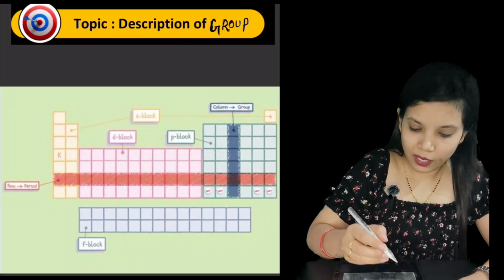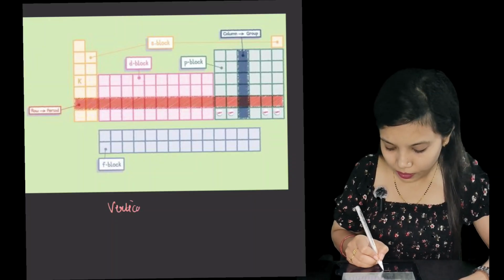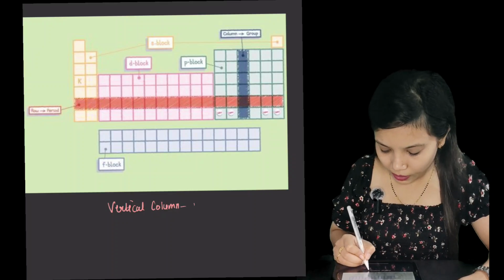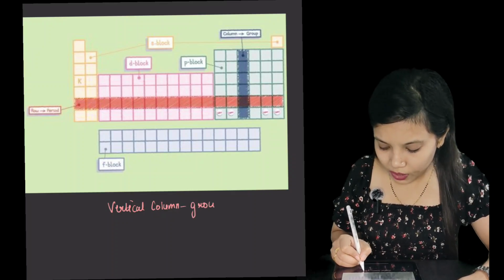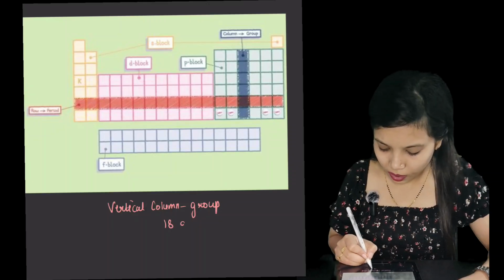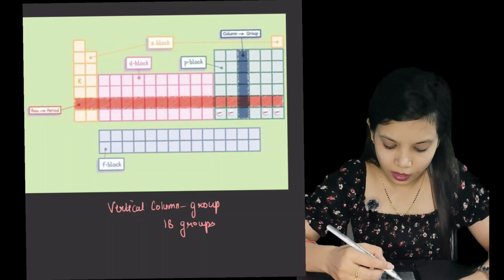So we can write that vertical columns are called group. And how many vertical columns are there, students? There are 18 vertical columns. So how many groups are there? Basically there are 18 groups. You can clearly see here.